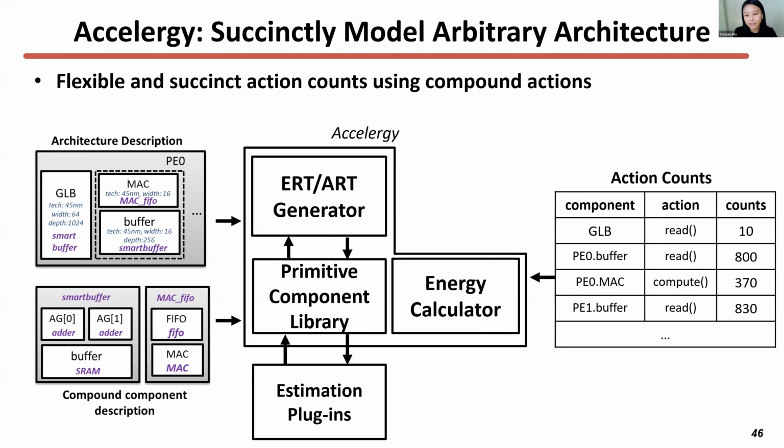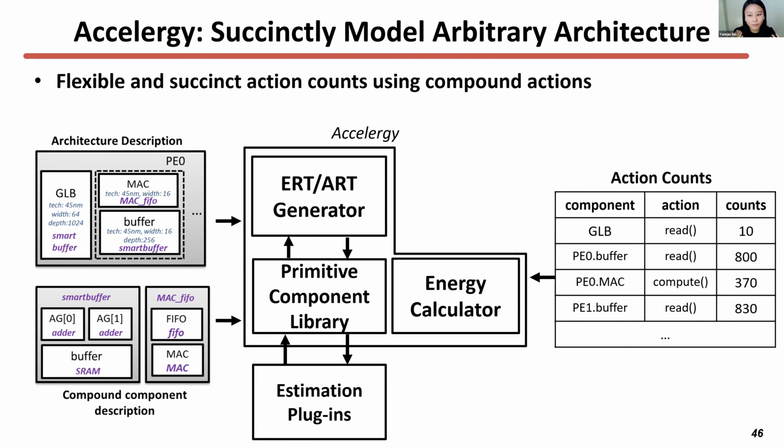And now let's look at the action counts. Since we have defined the high-level actions associated with each compound component, the action counts become much simpler too. The actions here in the action column now refer to the high-level actions of the component. So when we say a read of a global buffer, it actually refers to the compound action read, which can be decomposed into an address generation and access to the storage.